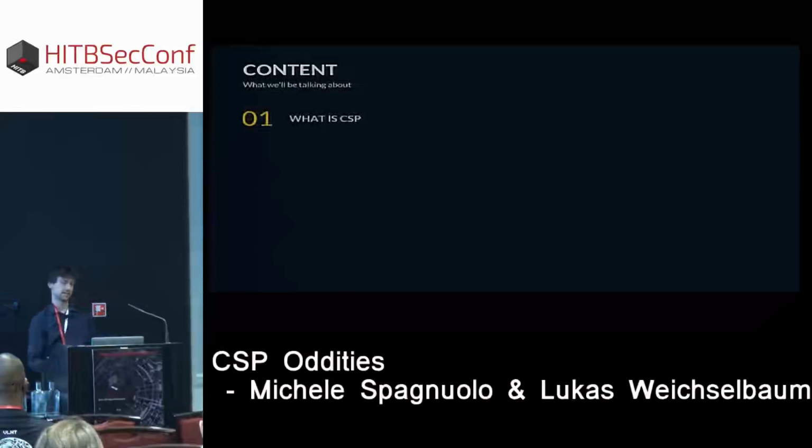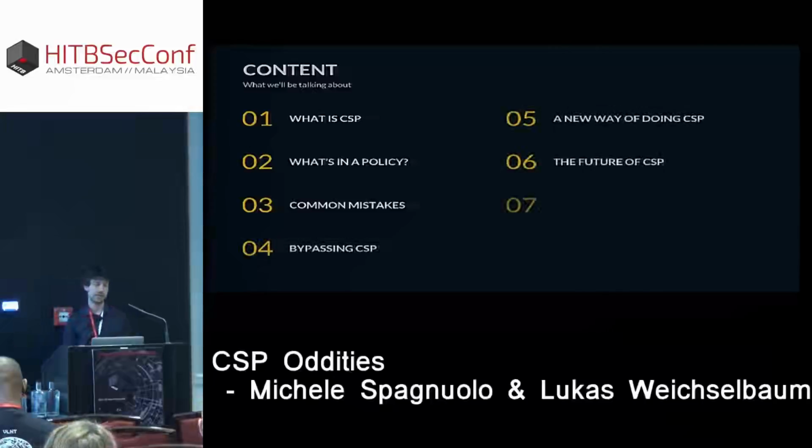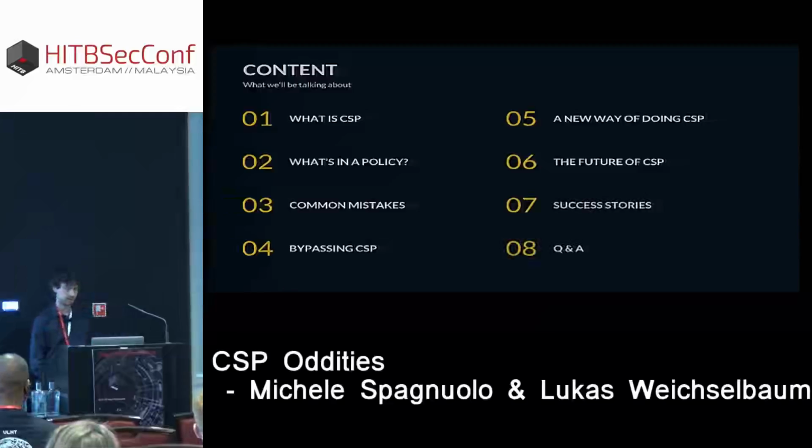So as I said, first we talk about what is CSP, then we dissect a policy and show what's inside a policy. Then we highlight common mistakes and how to bypass CSP, and then we switch from a destructive hat to a fixing hat, and we say, how can we make it better? And how we are already making it better.